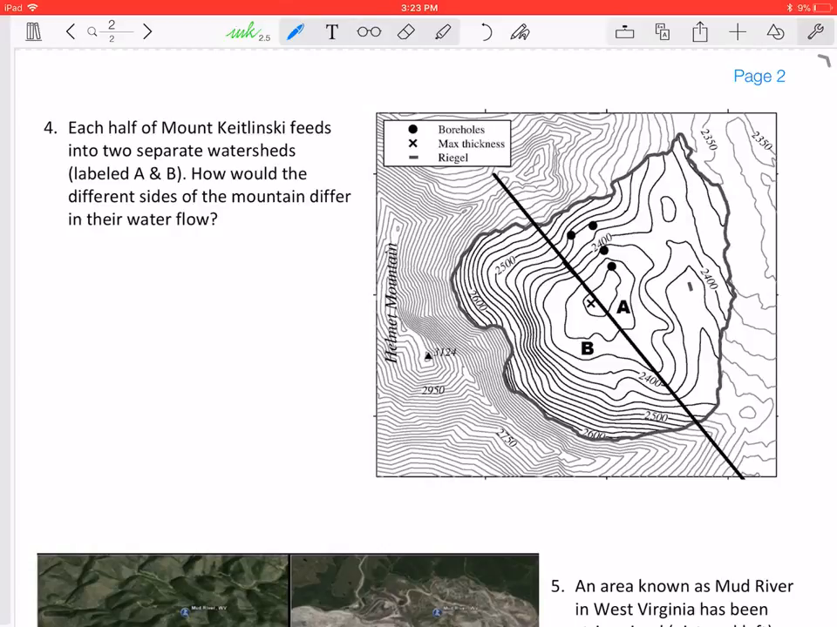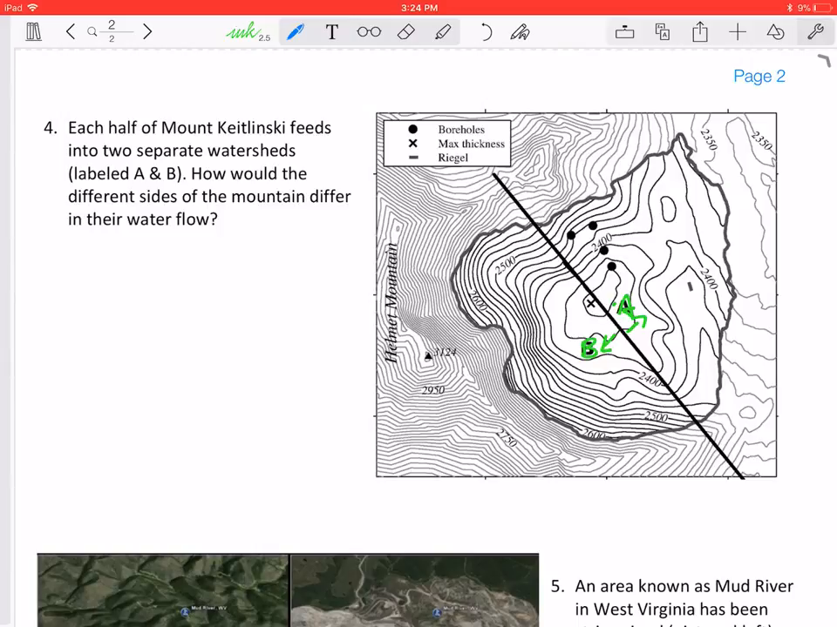Looking at number 4, each half of Mount Ketlinski feeds into 2 separate watersheds labeled A and B. So we've got A over here on this side, and we've got B over here. How would different sides of the mountain differ in their water flow?